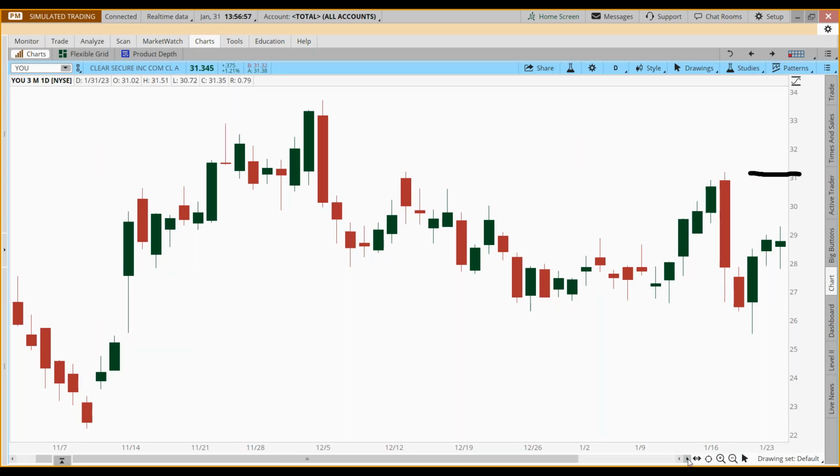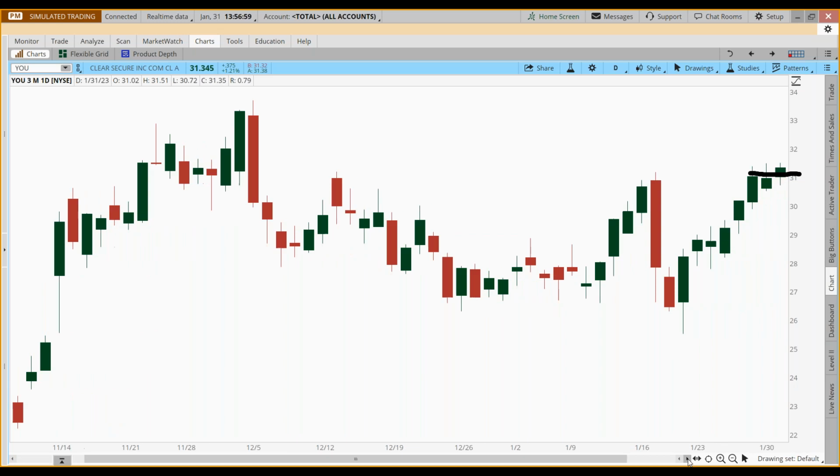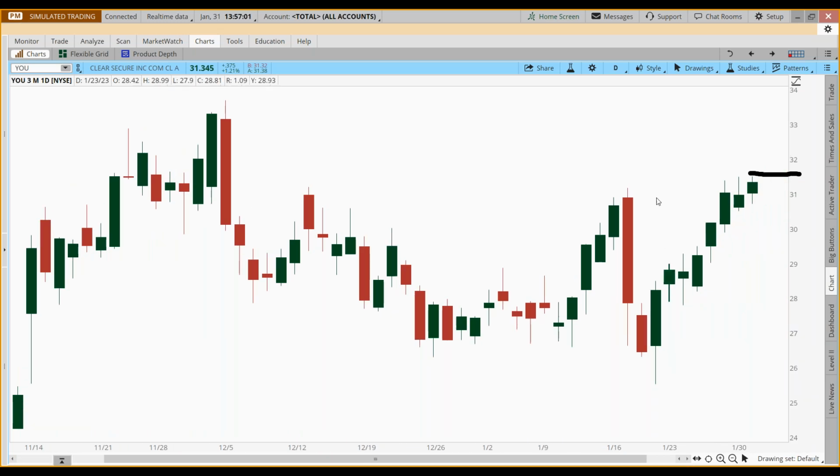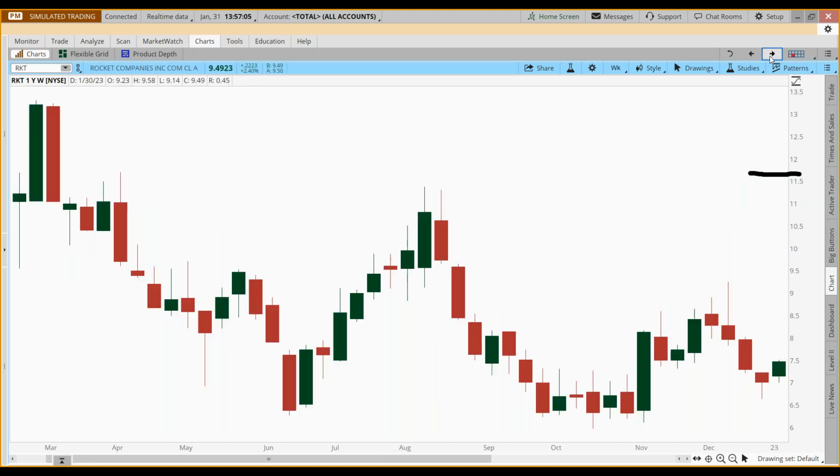Is it even possible? Here's what happened to the stock. Here's where we are today. All from last week, ladies and gentlemen. Here's another stock, same scenario. Right side candle right there. I'm gonna go ahead and put my levels right there.